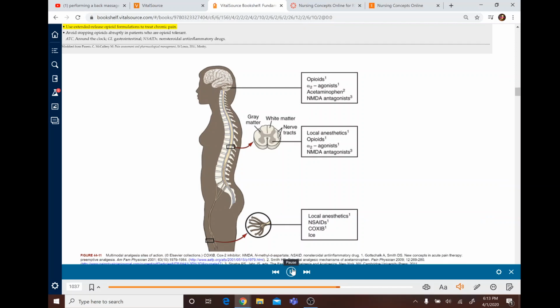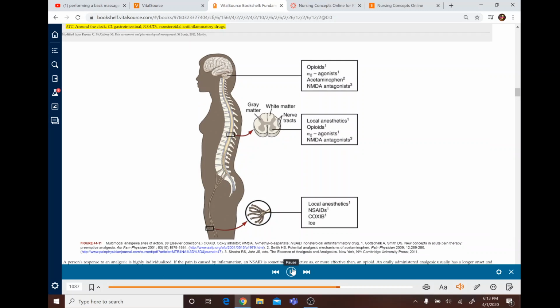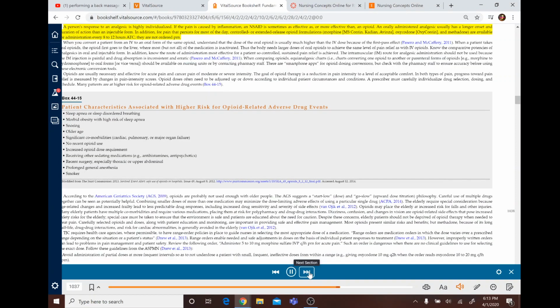Use extended-release opioid formulations to treat chronic pain. Avoid stopping opioids abruptly in patients who are opioid tolerant. ATC, around the clock; GI, gastrointestinal; NSAIDs, nonsteroidal anti-inflammatory drugs. Modified from Pasero, C. A person's response to an analgesic is highly individualized. If the pain is caused by inflammation, an NSAID is sometimes as effective as, or more effective than, an opioid.